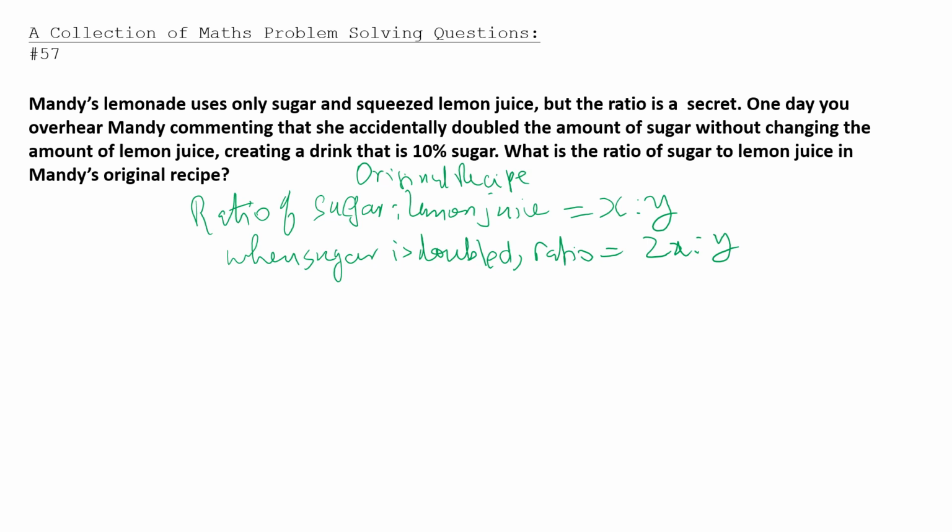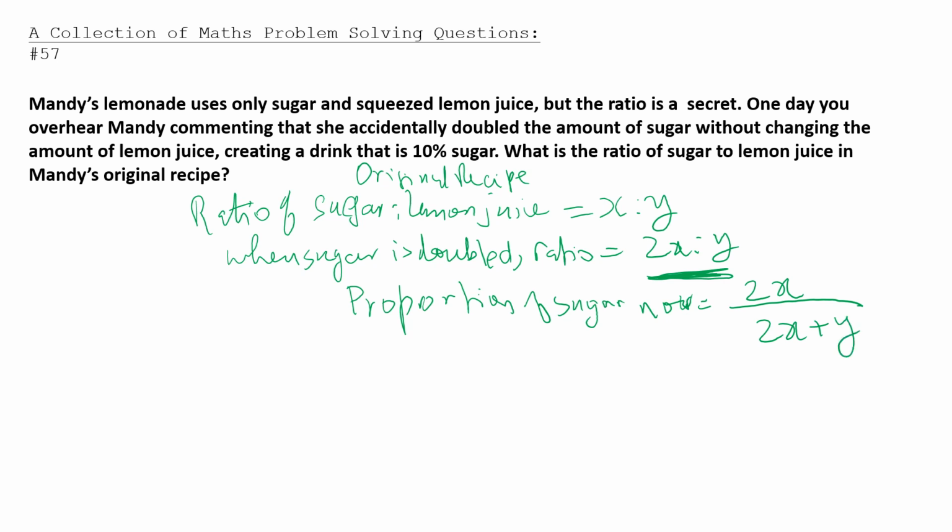Now the proportion of sugar in this particular ratio equals 2x divided by 2x plus y. That is the proportion of sugar. So if 2x plus y is the total quantity of the juice, then 2x out of that part would be sugar. So that's what it is.